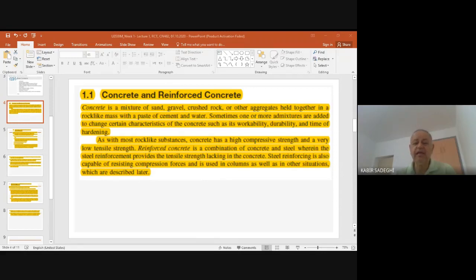Now, concrete and reinforced concrete. You know that concrete is a mixture of sand, gravel, crushed rock or other aggregate held together in a rock-like mass with a paste of cement and water. Therefore, you have three different main parts. One is aggregate, the other is cement, and water. Aggregate is the mixture of sand, gravel, crushed rock, etc. They should have a continuous combination of all sizes, otherwise there is empty space inside and the strength reduces.